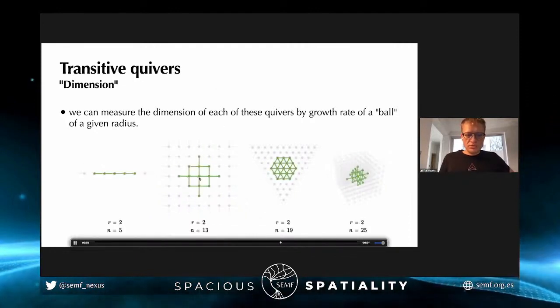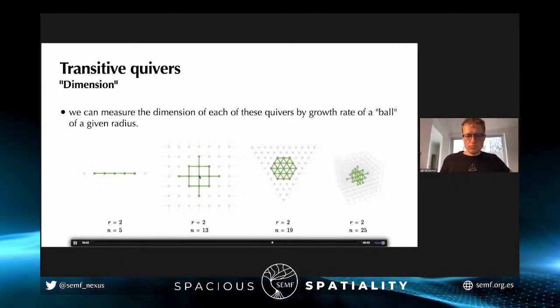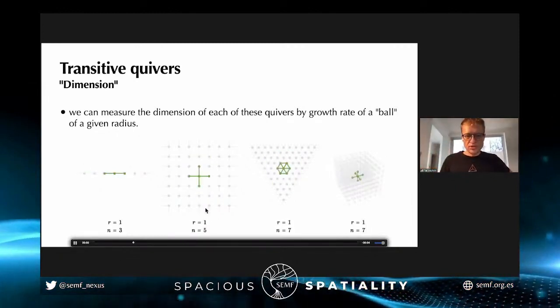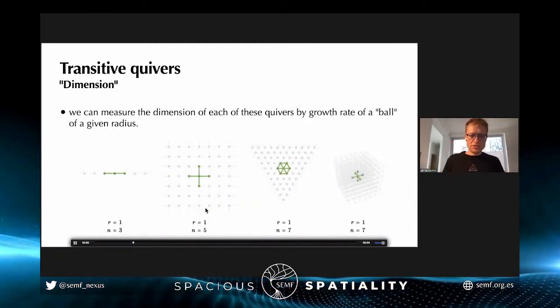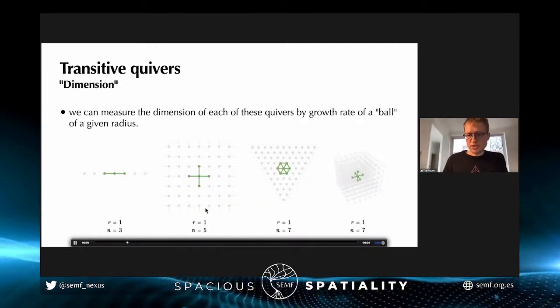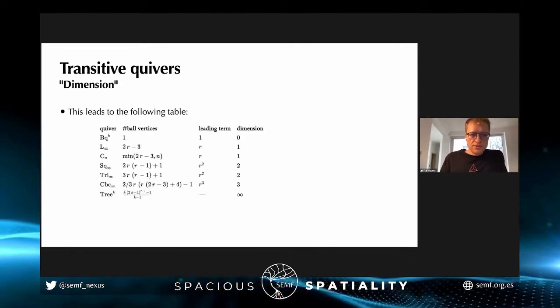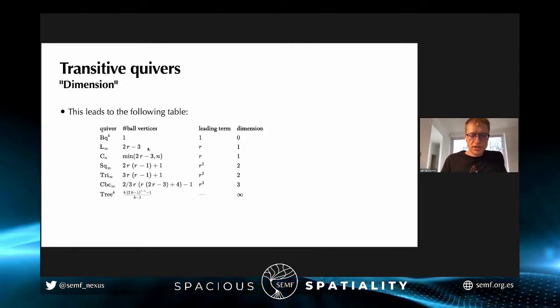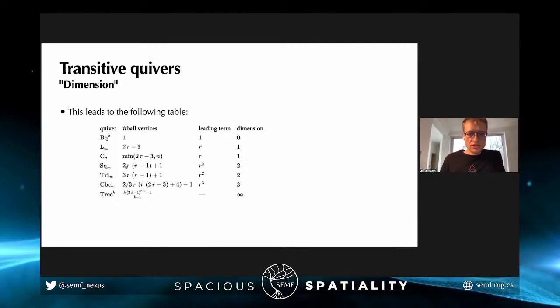So for example, in the square quiver, if we take zero steps, we can reach only one vertex, the one we started at. If we take one step, we can reach five, the one we started at and the four neighbors. And you can see how that scales as a function of the number of steps you're allowed to take. And there are closed forms for these. So let's look at what these closed forms are. They're formulas that describe how many vertices you can reach for a given number of steps.